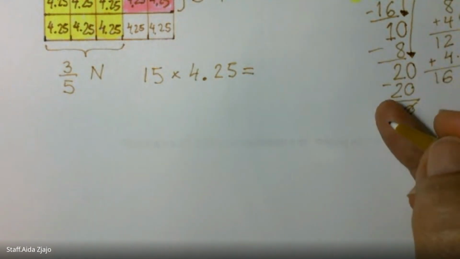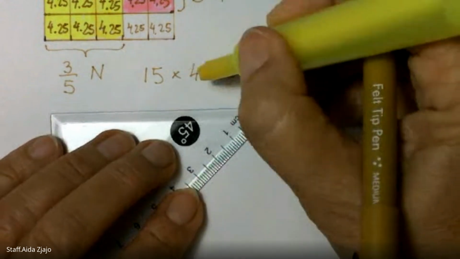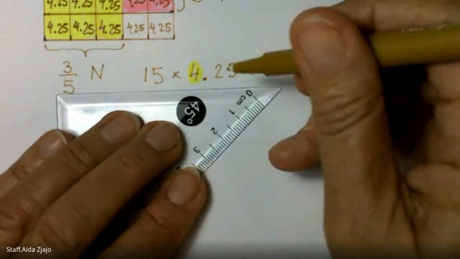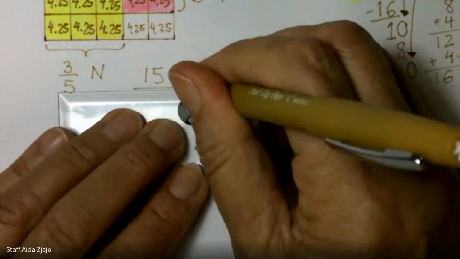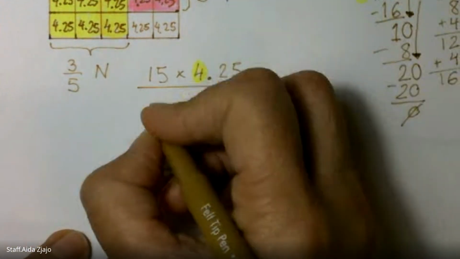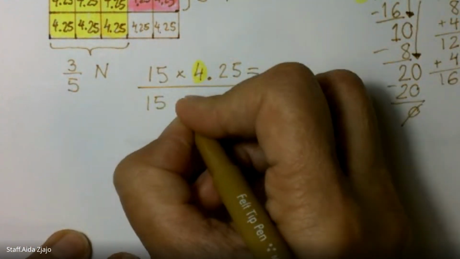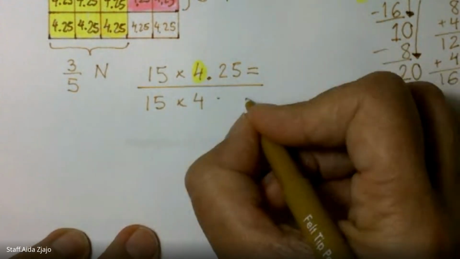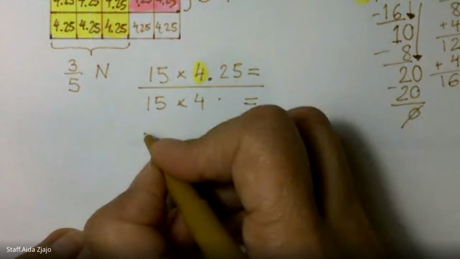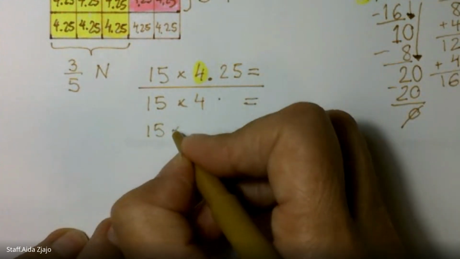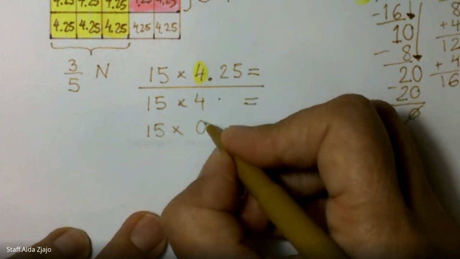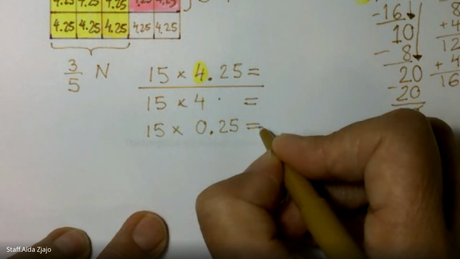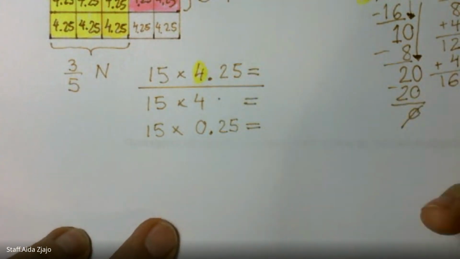Once again, you can use some logical thinking. You can think about these to be $4 and these to be 25 cents. So you can think partial product. So you can say, okay, 15 times 4, what is that going to bring me? And then I also can see 15 times 0.25. So I break the wholes and the parts, and multiply.